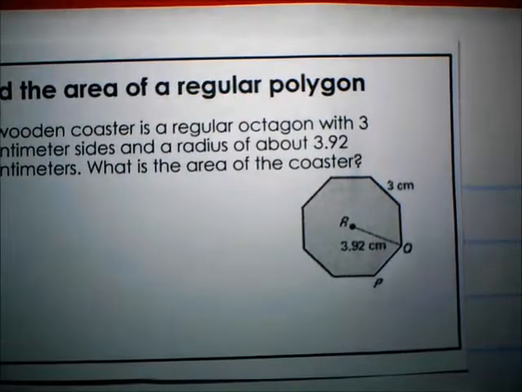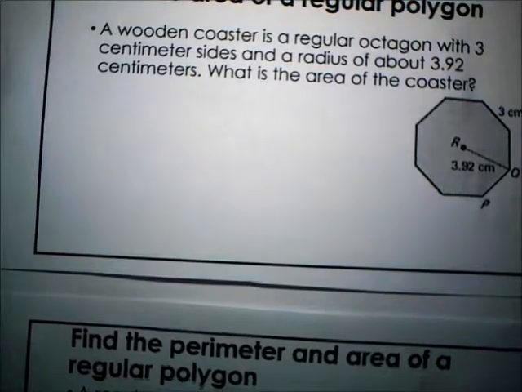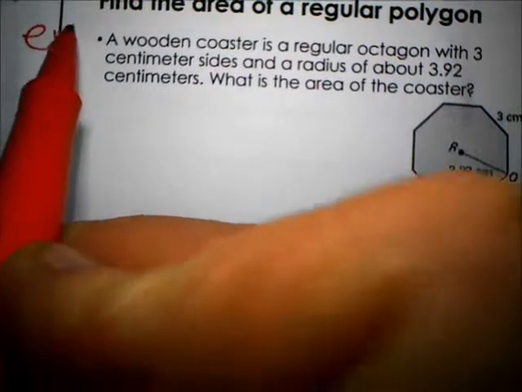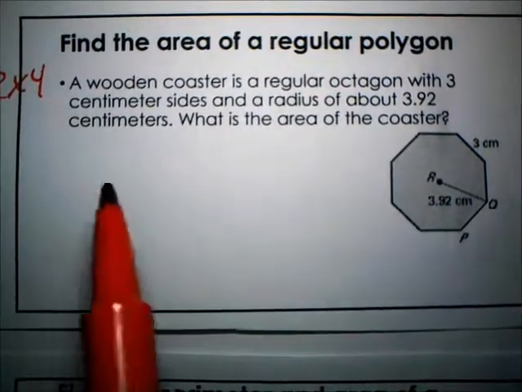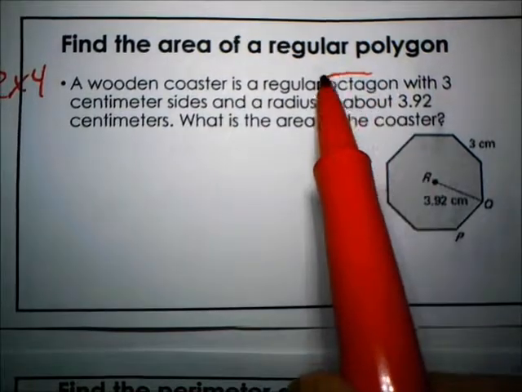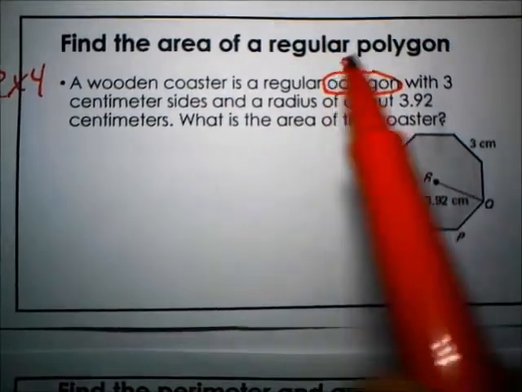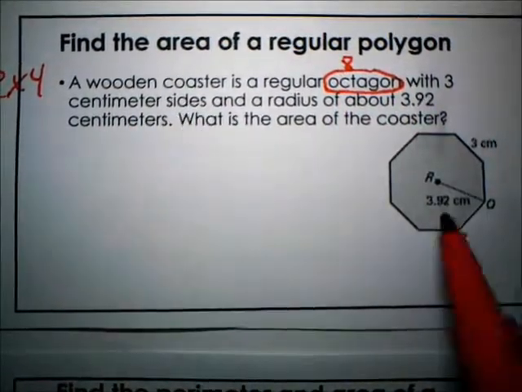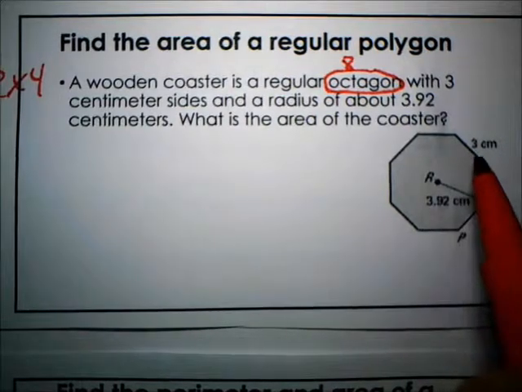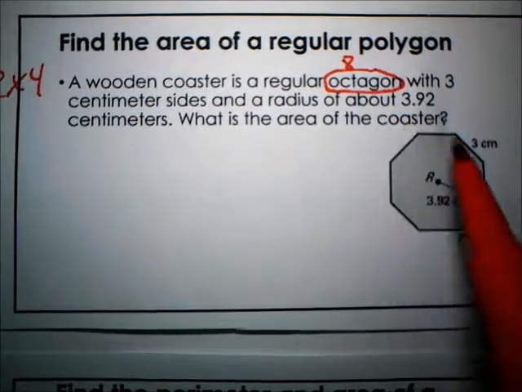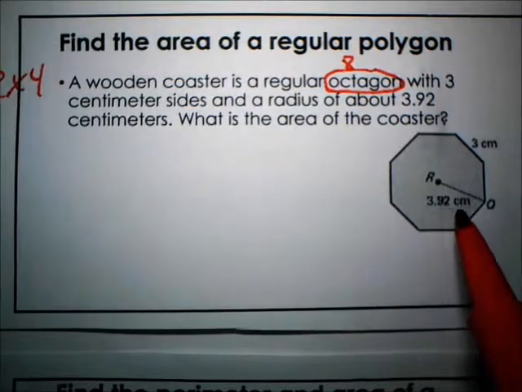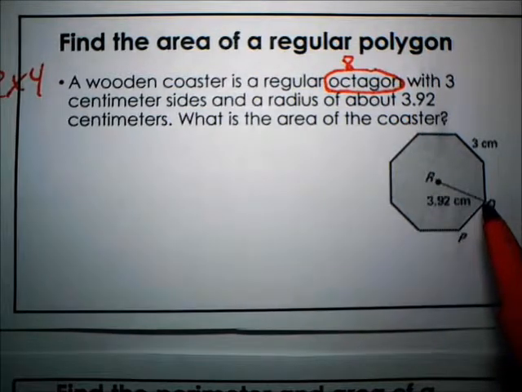I'm on page 65 now. This will be example 4. It says I have a wooden coaster. It is a regular octagon. Octagon means it has 8 sides with 3 centimeters on that side. And there's a little symbol there saying that it's 3 centimeters. It also tells me that the radius is about 3.92, which they have also drawn on the picture.